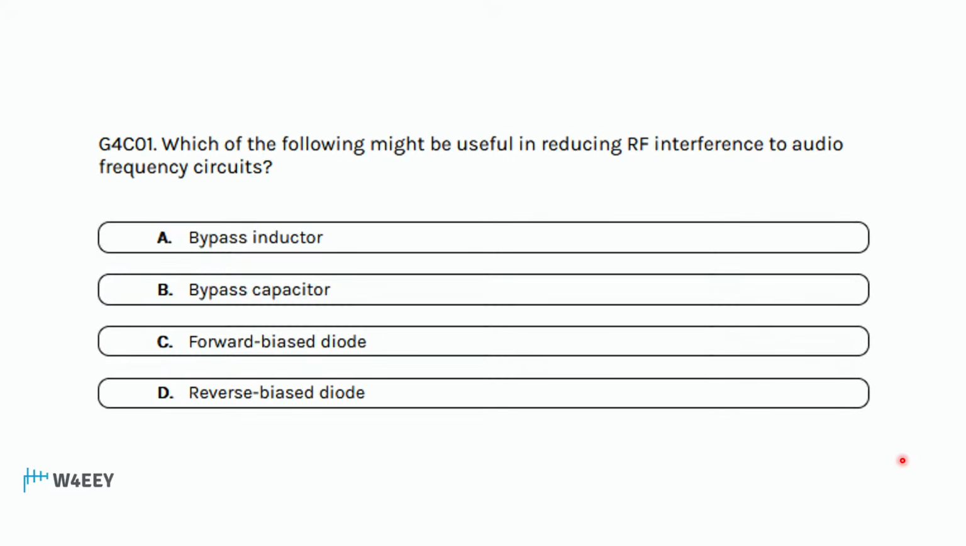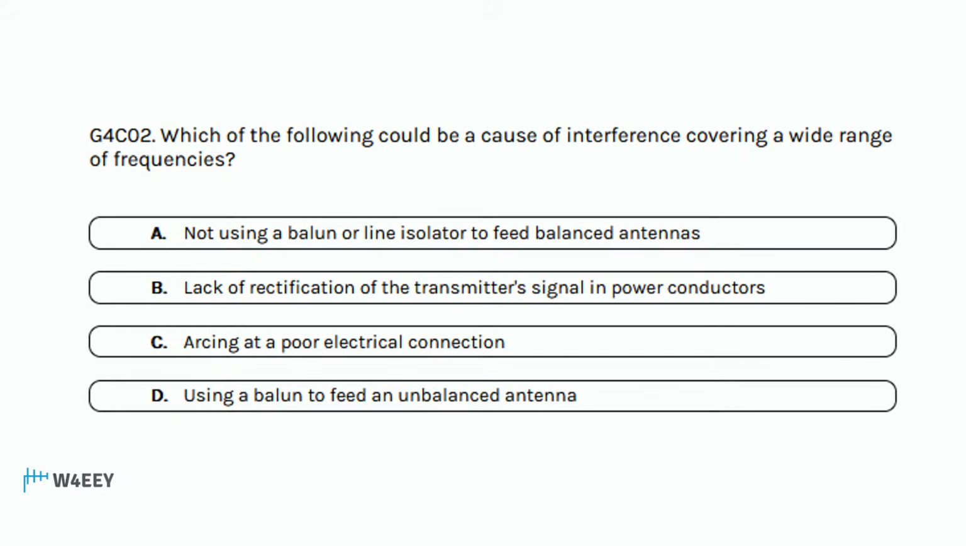All right, last questions. We ran through this really quick. Which of the following might be useful in reducing RF interference to audio frequency circuits? I'm just going to tell you. Bypass capacitors. And which of the following could be a cause of interference covering a wide range of frequencies? You saw that arc. Well, arcing at a poor electrical connection will generate interference.